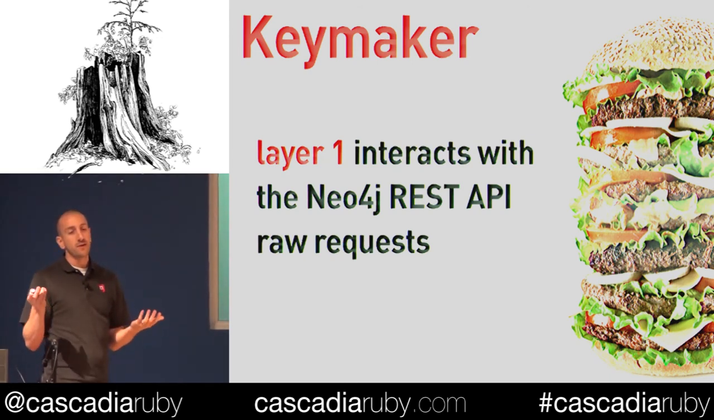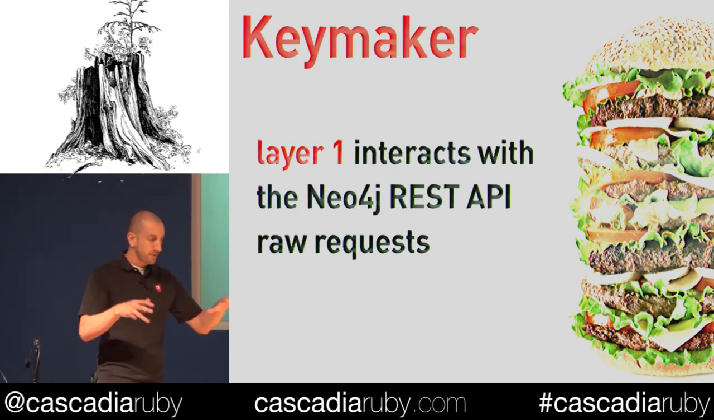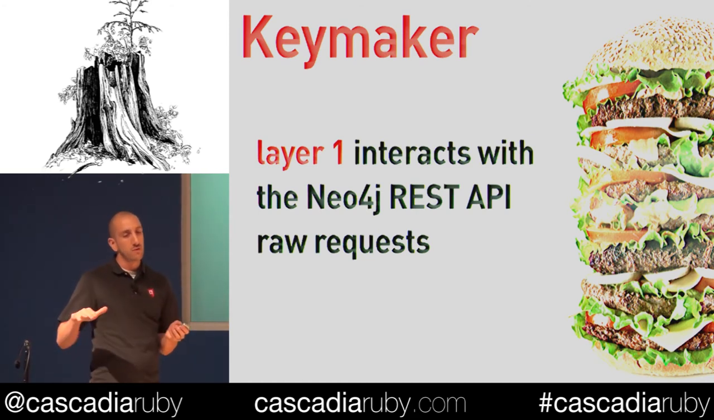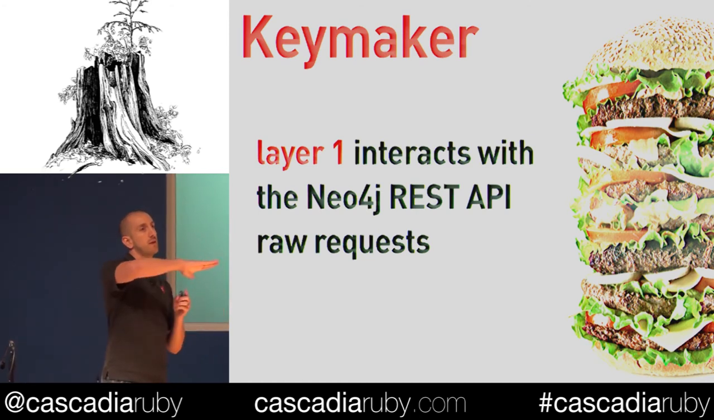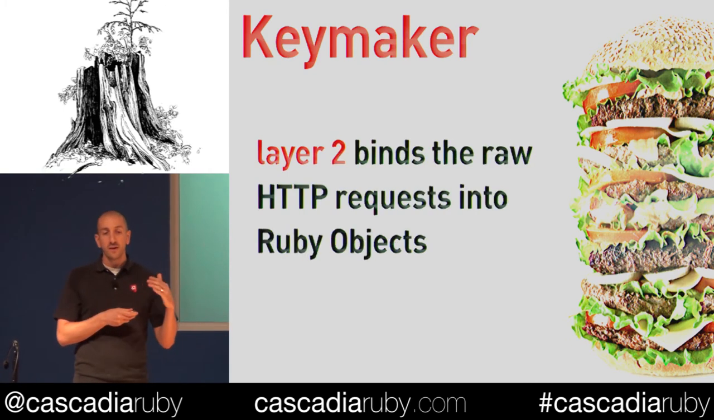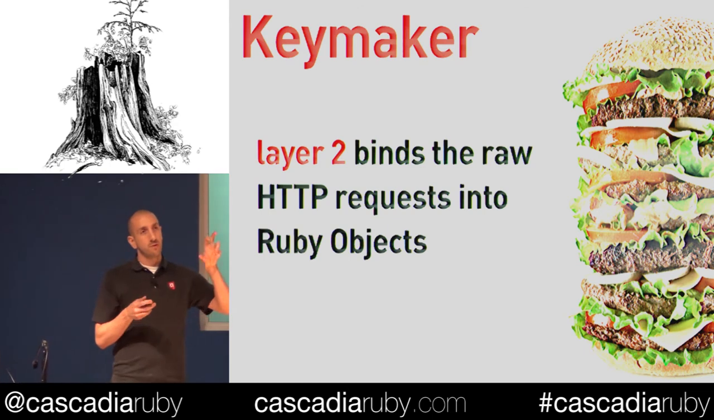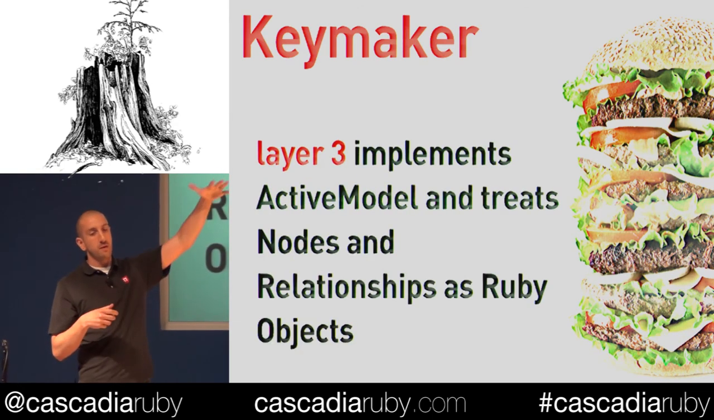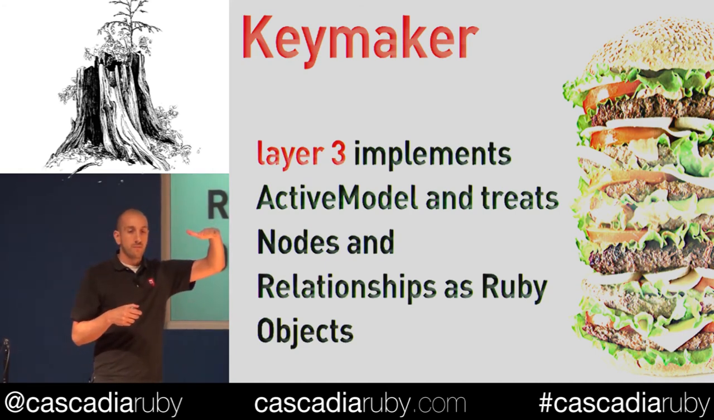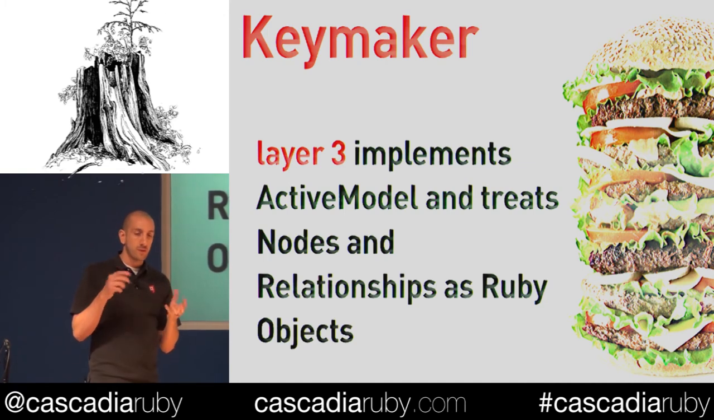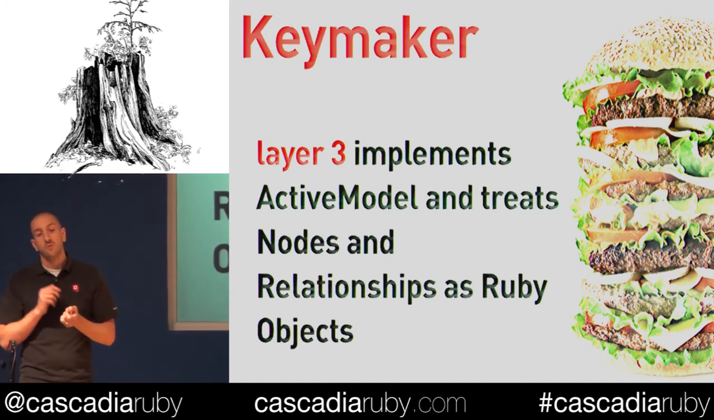So the first layer interacts with the Neo4j REST API raw request. I'm talking about everything basically trying to implement at the lowest level every request that you can make to the Neo4j REST API, right? And then the second layer binds those raw requests into Ruby objects. And then finally, the top layer implements ActiveModel, and treats those nodes and relationships as bona fide Ruby objects.